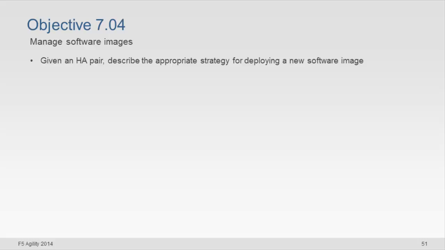All right, Objective 7.4, let's talk about managing software. If you were given an HA pair, could you describe the appropriate strategy for deploying a new software image? What I usually like to do here is use the whiteboard. So let's go draw up a diagram of HA pairs on the whiteboard.